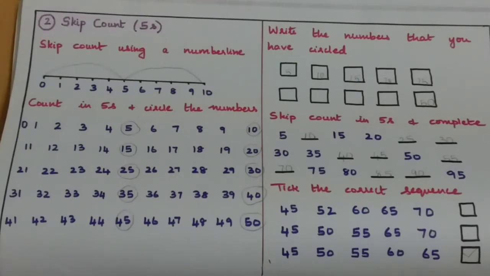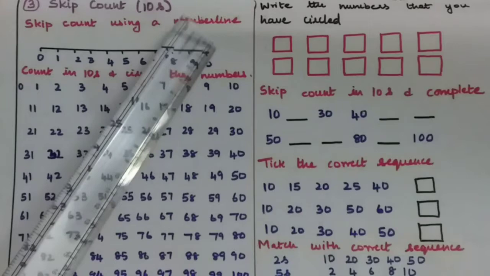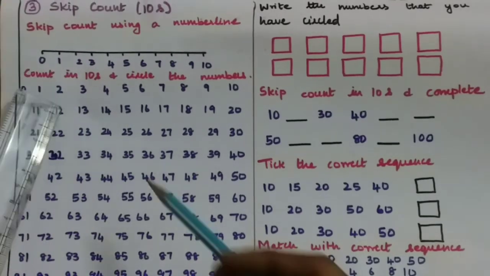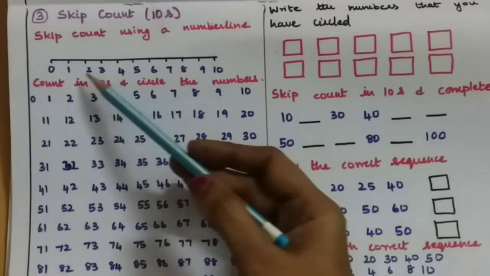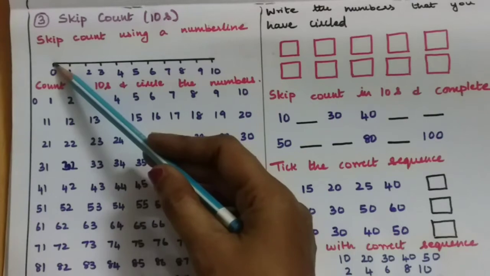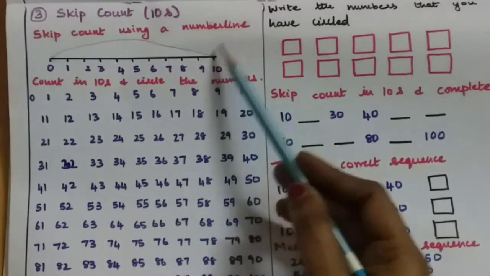So next, moving into skip counting in tens, you can introduce a number line from 0 to 10 and ask your kid to move to the 10th digit. So when they begin from 0 and skip count in 10, when they start from 0, they will land in number 10. Okay. So having done this, you can move to the next exercise where you can ask them to count in tens and circle the numbers.